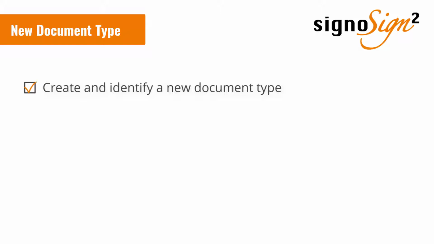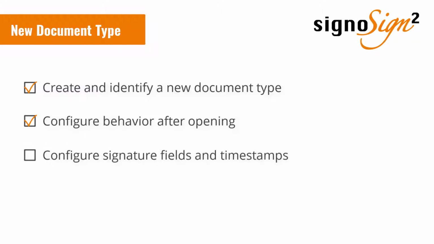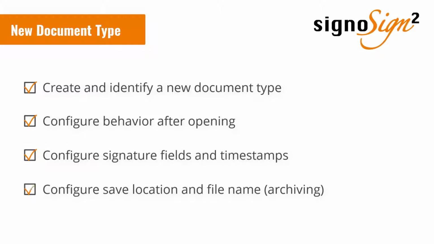In this video we will create and identify a new type of document, configure the behavior after opening, configure signature fields and timestamps, and configure the storage location and file name for archiving.